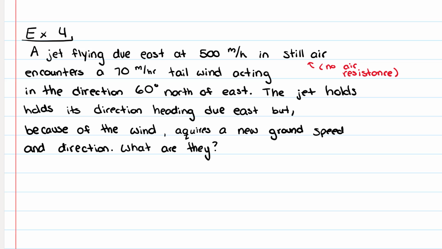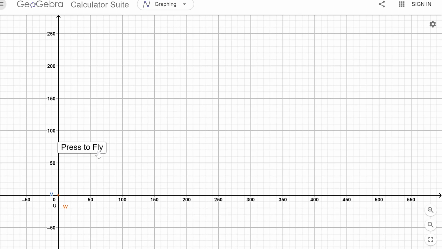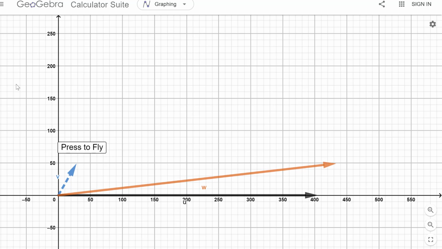So the first thing I want to do is show you a little diagram. So here we go. I'm going to activate the plane and the wind all at once. The black line represents the original trajectory of the plane. The little blue arrow is my wind vector. So that's the wind pushing it. And then the orange represents the new path of the plane. So we'll watch that one more time.